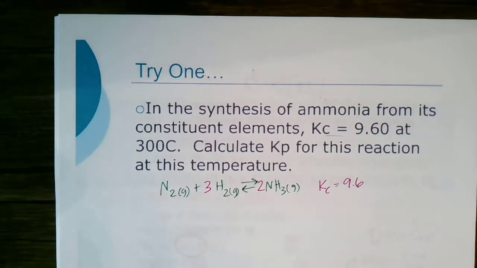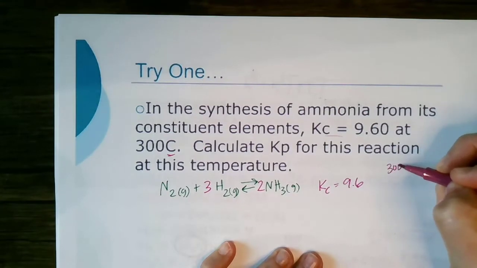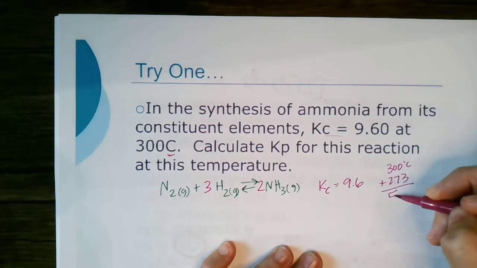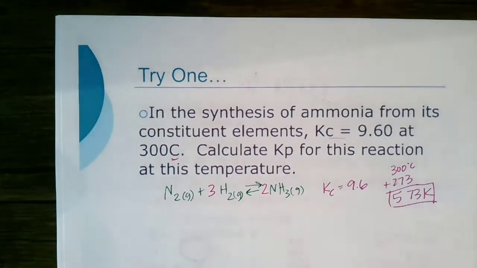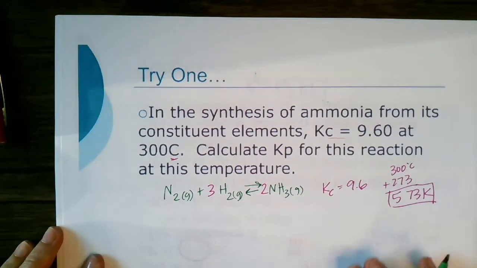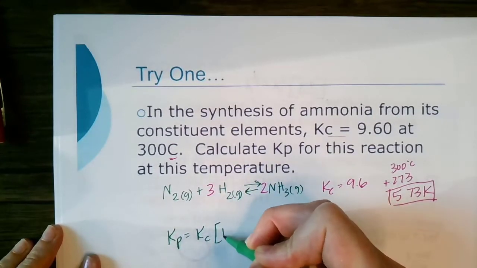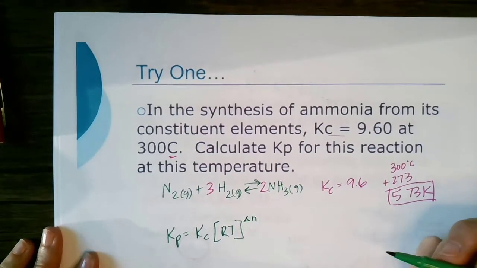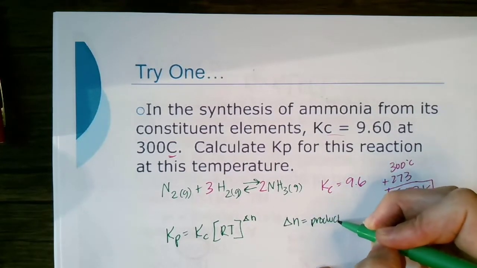So before we even get going too far, let's change Celsius to Kelvin because we're going to need to. So 300 degrees Celsius plus 273 is 573 Kelvin. All right, calculate the Kp for this reaction at this temperature. So remember we said that Kp, just from the slide before, was equal to Kc times RT raised to the change in the number of moles. So let's look at this. Delta N is gaseous products minus reactants.